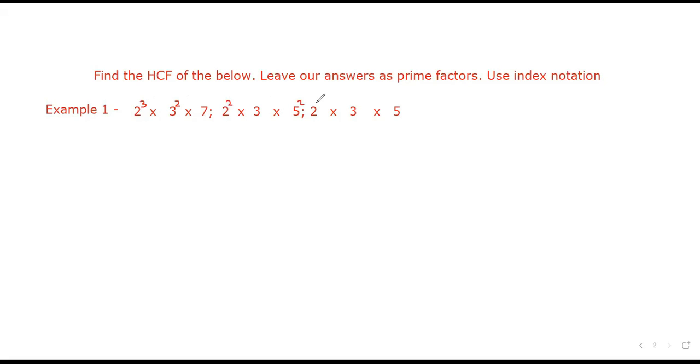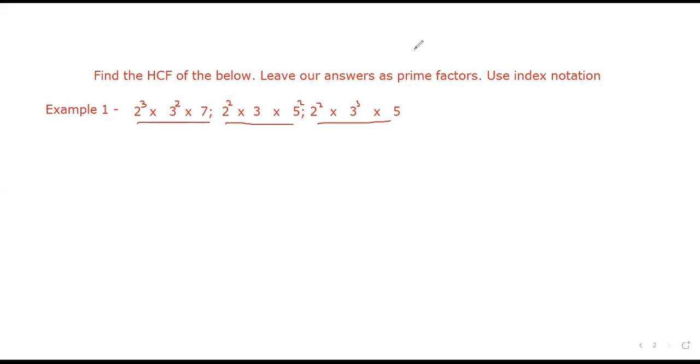On this side, you have 2 raised to power 2. You have 3 raised to the power of 3, and nothing is on 5. Now, these are 3 different numbers. So you have M1, you have the second one, and you have the third one.